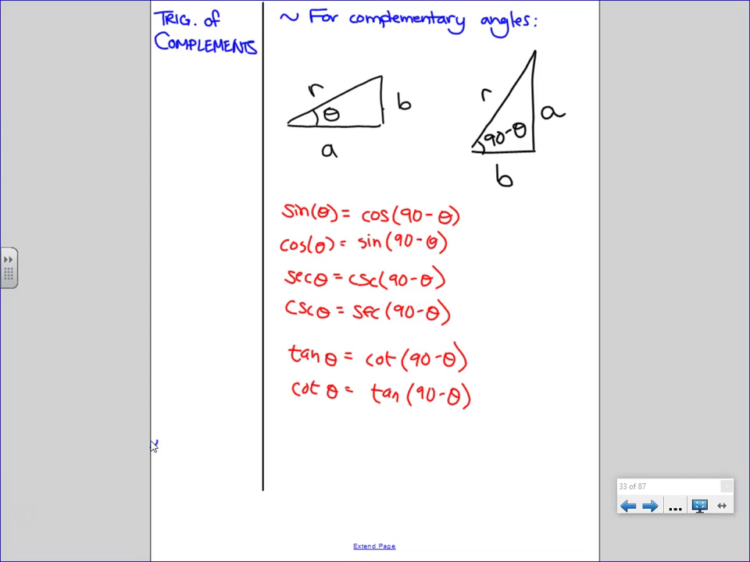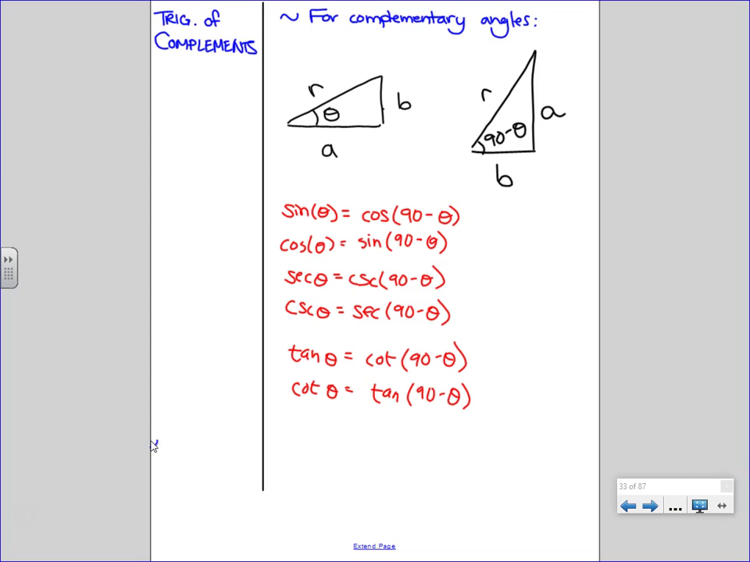And what's true about the cosine of one? It's the sine of the other. And what's true about the sine of one? Sorry, that's pi over 3. What's true about the sine of one? The cosine of the other. And that's true for any set of complementary angles.